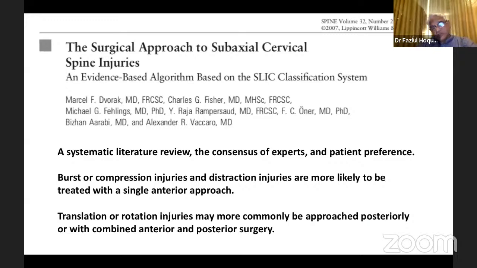Another real controversy is regarding the surgical approaches. This is another article, based on the SLIC classification, a systematic literature review, the consensus of experts and patient preferences. The literature and expert consensus mention that burst and compression injuries and distraction injuries are more likely to be treated with a single anterior approach. Translation or rotation injuries may more commonly be approached posteriorly or with combined anterior-posterior surgery.